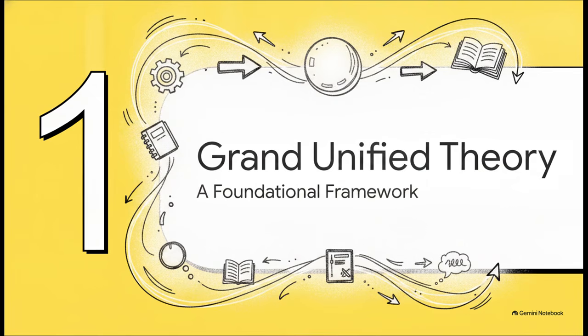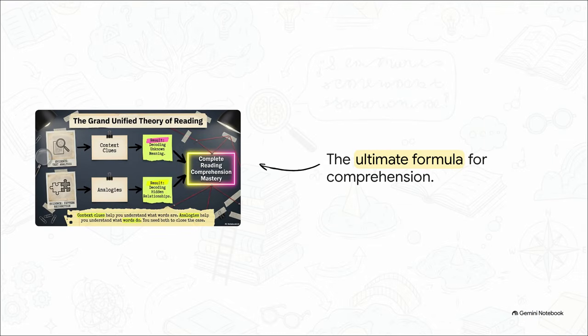Okay, let's dive into this foundational framework we absolutely need before we read a single word. Now, what's really interesting about this is how it gives us the ultimate formula for reading comprehension. Think of it like two intersecting tracks. On the top track, you've got context clues. This is how you decode unknown meanings. By looking at the words, phrases, and sentences immediately surrounding an unfamiliar word, you figure out what words actually are.